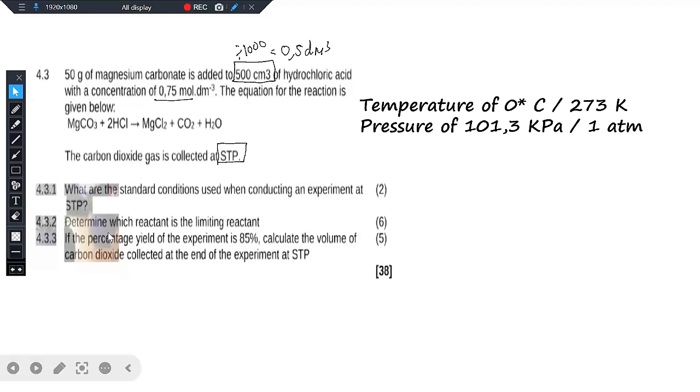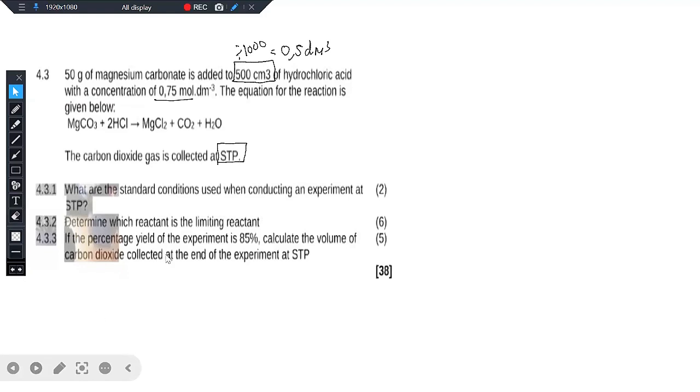Okay, so we have now 4.3.2 says determine which reactant is the limiting reactant, right? So, okay, when it comes to that, we know what to do. Every time we are determining the limiting reactant, we know that the first thing to do is to calculate the number of moles of each compound, right? So we have 50 grams of magnesium carbonate. So the magnesium carbonate is this one here. We are given the mass. So obviously to calculate the number of moles, we have to go n. So let me indicate the number of moles of which I'm calculating. Number of moles of magnesium carbonate.